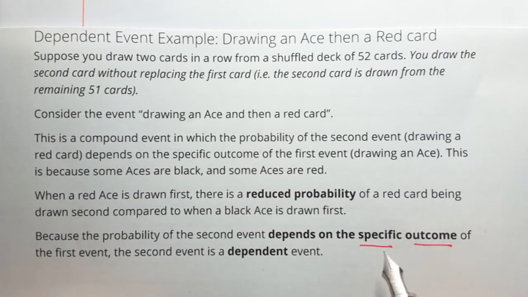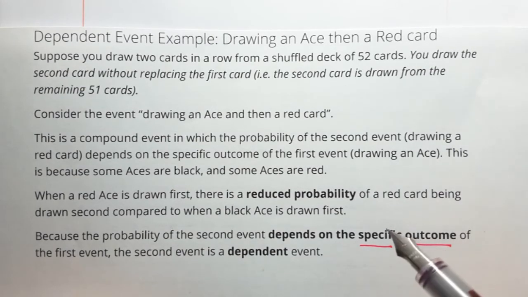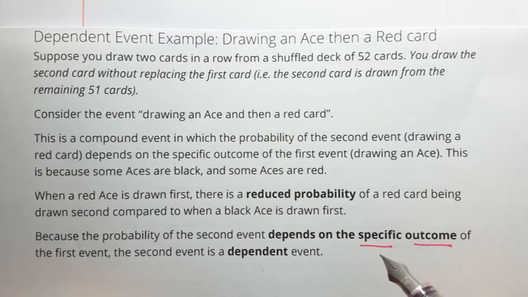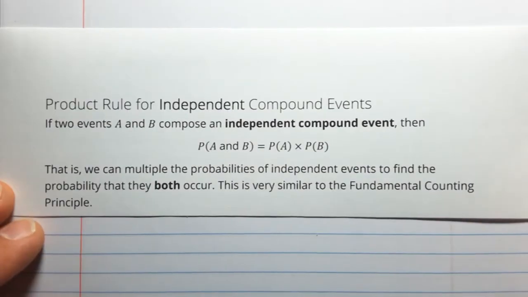Now the confusion happens right here. We do need to know which specific outcomes happened in the first event to calculate the probability of the second event. Now this is not a question of did we draw an ace or not. That's not what I mean. I mean which ace, or which kind of ace, did we draw first when we're doing these calculations. So let's come up with a rule for how to handle these.